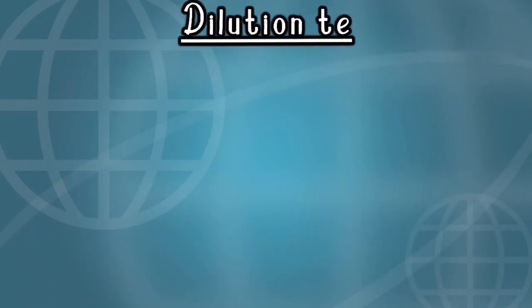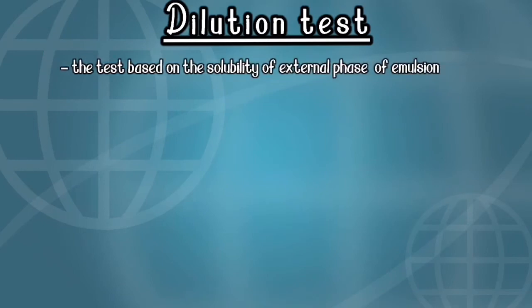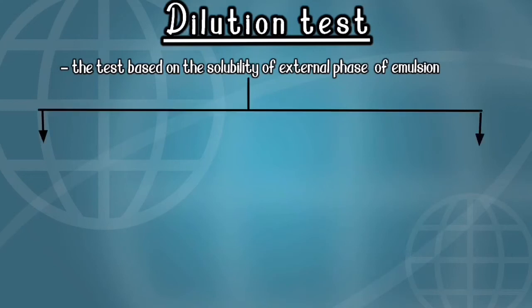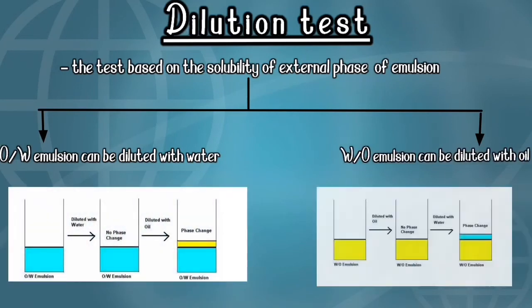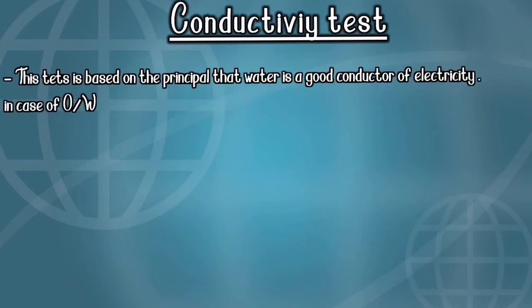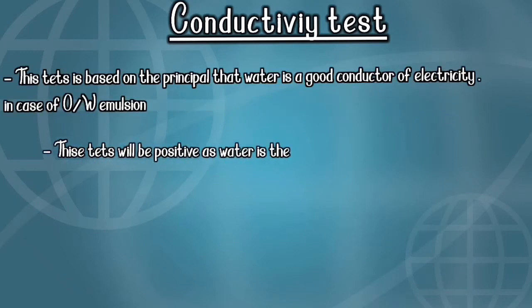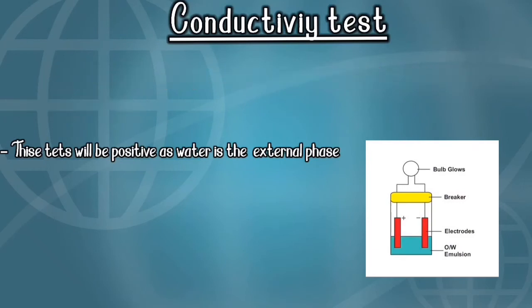Now, the next test is the dilution test. The test is based on the solubility of the external phase of the emulsion. In that, O/W type of emulsion can be diluted with water and W/O type of emulsion can be diluted with oil. The third test is the conductivity test. In this test, we pass electricity through the emulsion. We know that water is a good conductor of electricity. So, the conductivity test is positive for O/W type of emulsion.